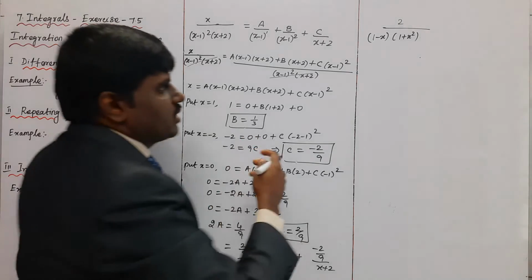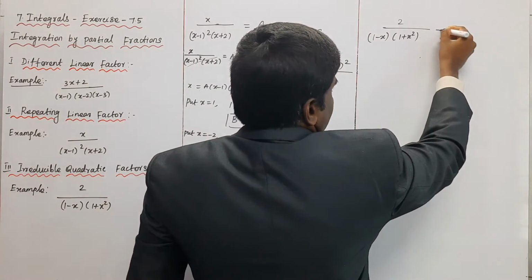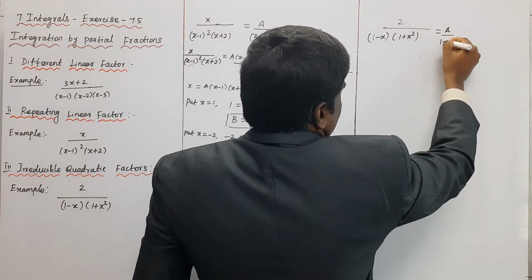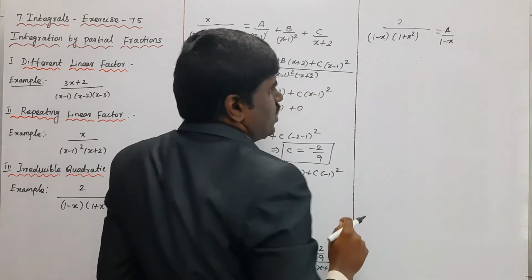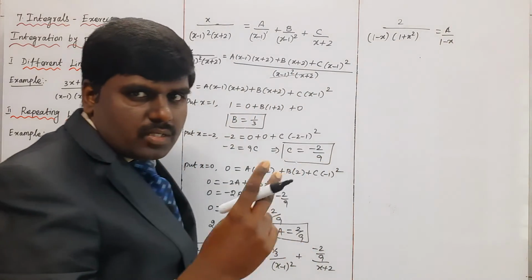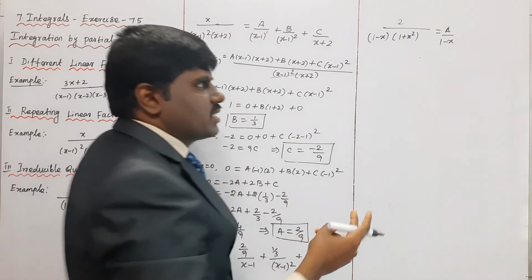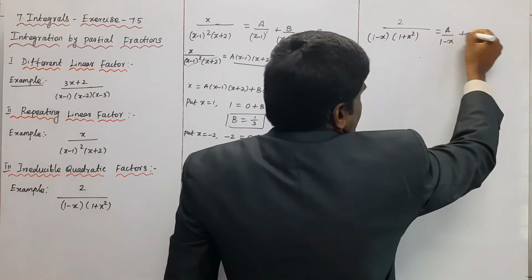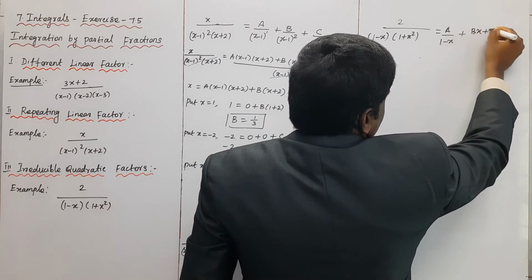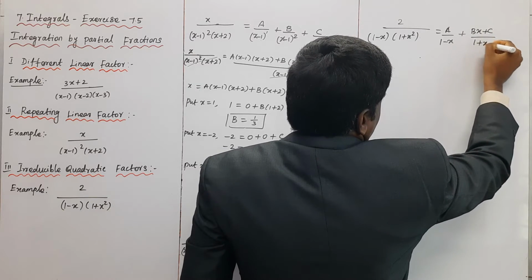Is that clear? So for this type of problem, how to introduce the constants? First I introduce a divided by 1 minus x. Next here 1 plus x square, so the degree should be 2, so you introduce 2 constants. Over here, 2 constants means bx plus c divided by 1 plus x square.